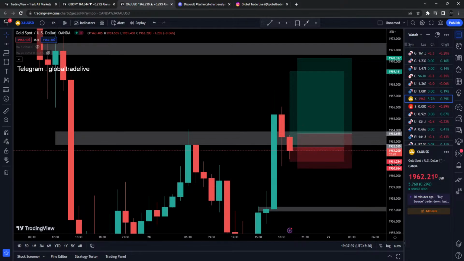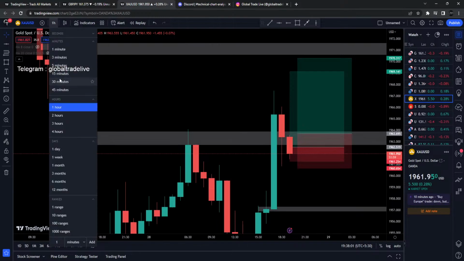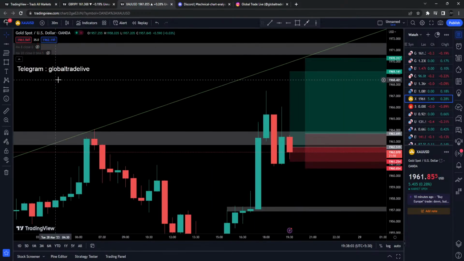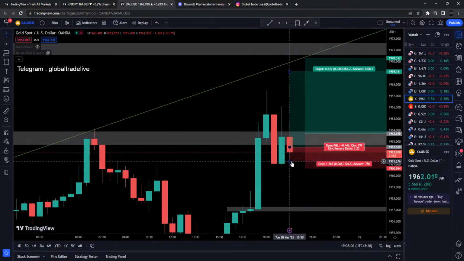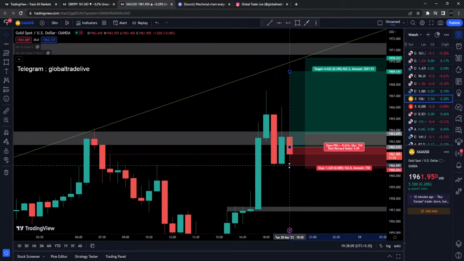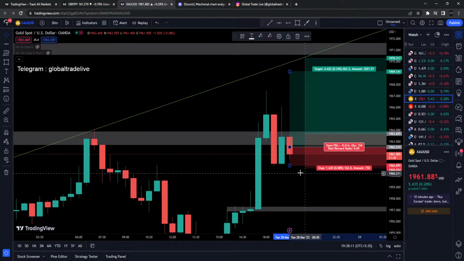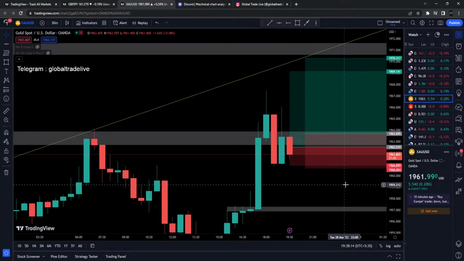So running in negative 5-6 pips right now. So if it hits the stop loss, then I will change the idea. Let's have a look on the 30-minute time frame. Yeah, that's all right.